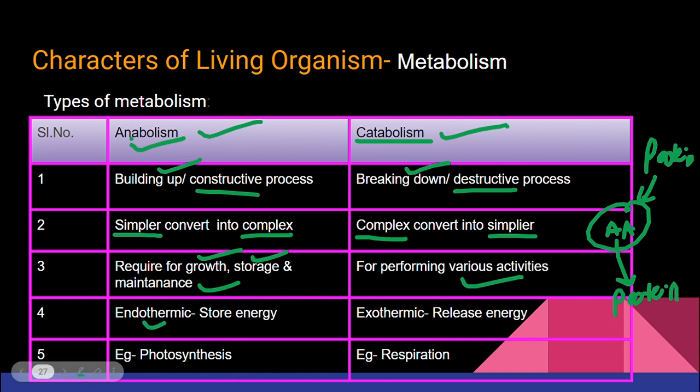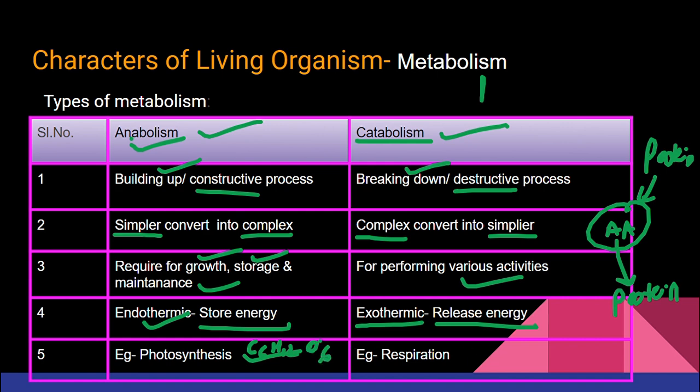then different amino acids combine together to form different proteins, right? Now this is endothermic, it stores energy. But in catabolism, breaking of the bond is happening. When the breaking of the bond is happening, that means the energy is released. What is the example? Photosynthesis. Photosynthesis means building is happening. That means you are preparing glucose, right? What is the formula for glucose?